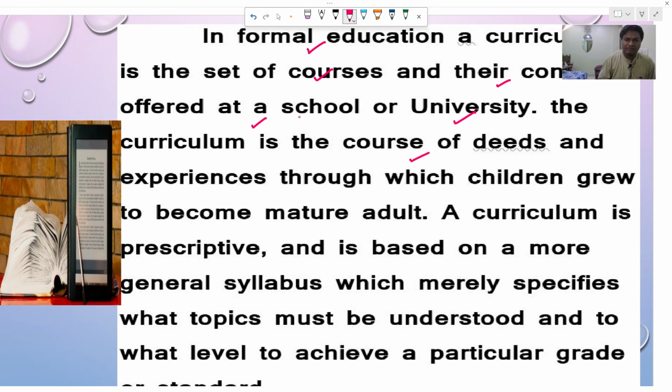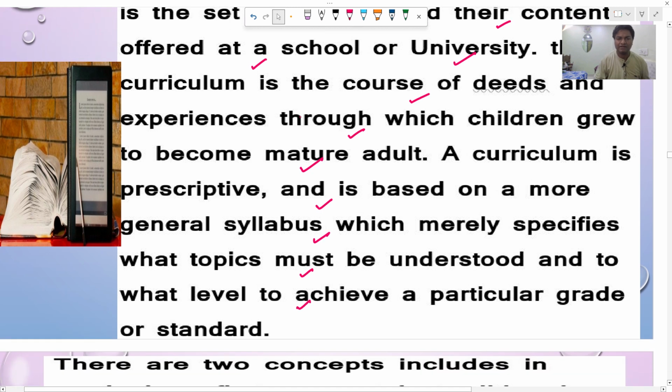The curriculum is a course of deeds and experiences through which children become more adult or mature adults. The thing is that कि इसके अंदर क्या हो, जो curriculum होता है कुछ course of deeds होते हैं, कुछ work होते हैं जो experience base पे होता है, जिससे कि बच्चे ज़्यादा mature होते हैं और वो adult बन पाते हैं. The curriculum is prescriptive and based on a general syllabus which barely specifies which topics must be understood and what level to achieve to get a particular grade or standard. So in order to get a standard, a particular student is taught a particular syllabus and a curriculum is prescribed so that a student can get a particular grade.